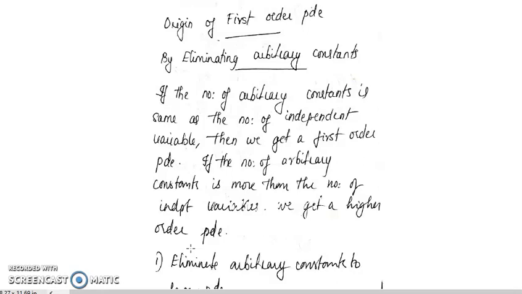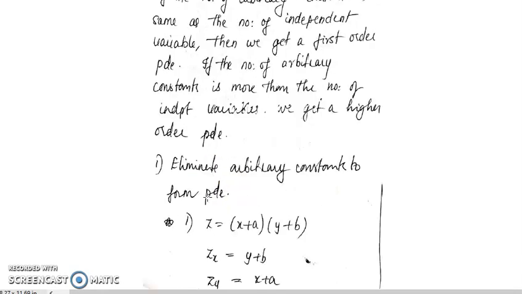So find only the first derivatives, and using them eliminate the arbitrary constants. So we will see an example of forming a PDE by eliminating arbitrary constants.